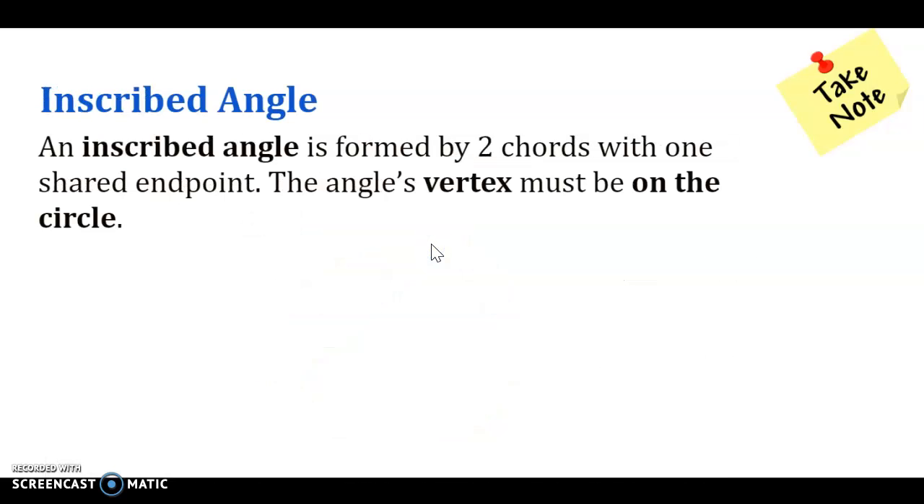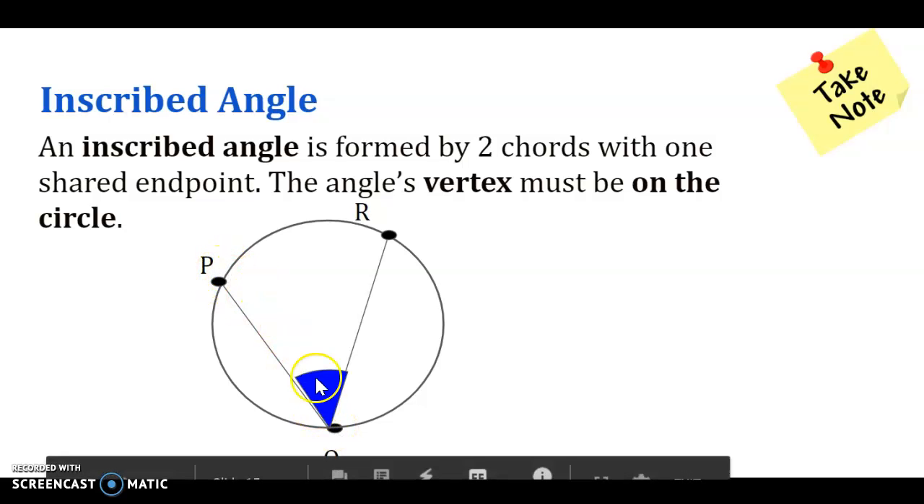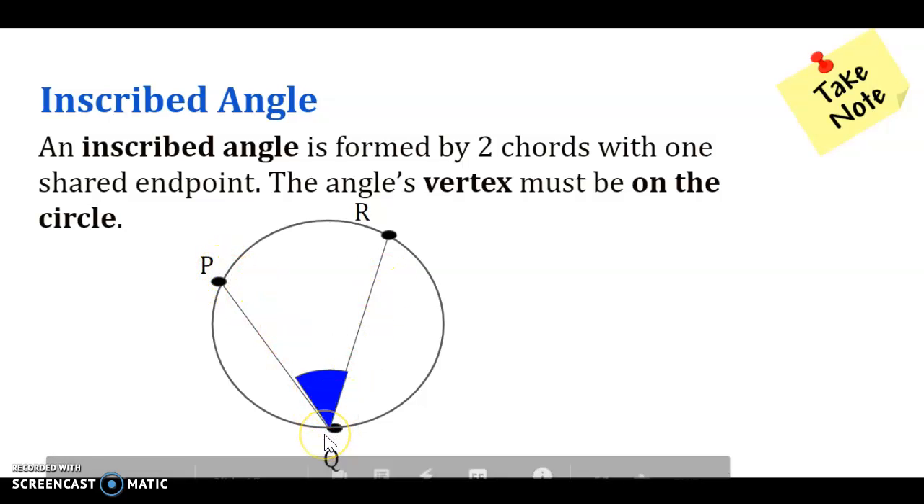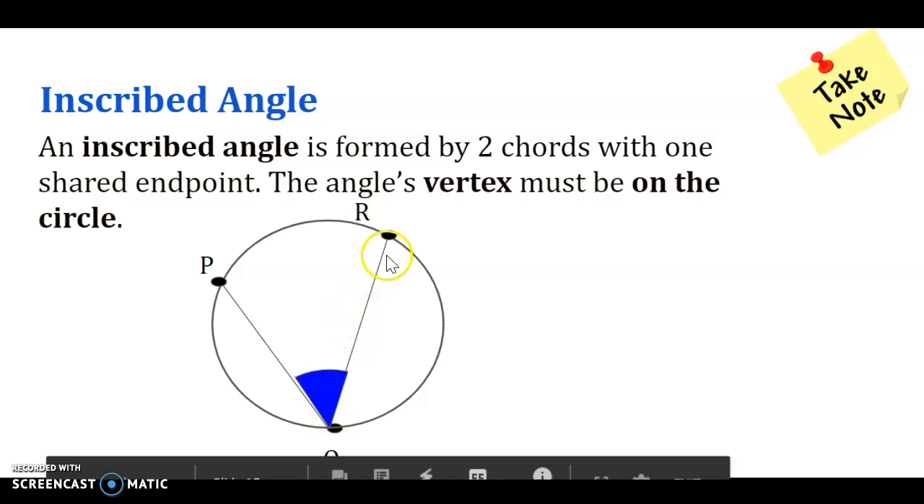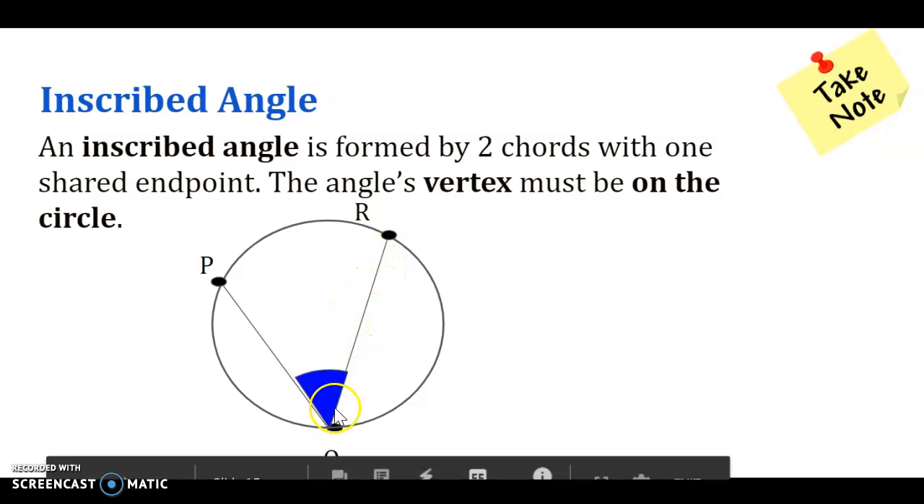A new vocabulary called inscribed angle. You should be taking notes at this point. An inscribed angle is formed by two chords with one shared endpoint. The angle's vertex must be on the circle. So that means that it's two chords. The chords PQ and RQ are both chords, but they share an endpoint, the point Q. And the angle's vertex must be on the circle.